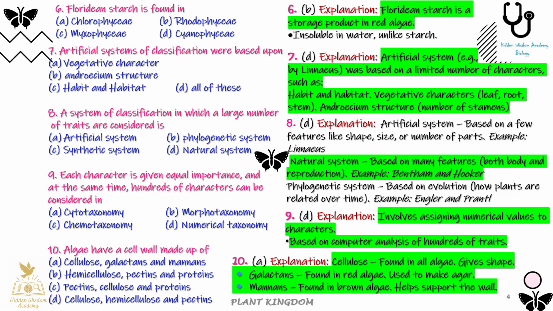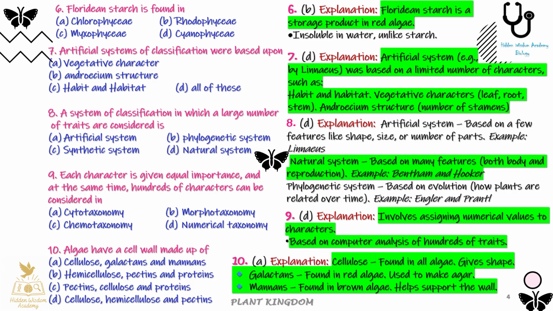Explanation: artificial system is based on a few features like shape, size, or number of parts. Example, Linnaeus. Natural system is based on many features, both body and reproduction. Example, Bentham and Hooker. Phylogenetic system is based on evolution, how plants are related over time. Example, Engler and Prantl. So, option D is the correct answer.